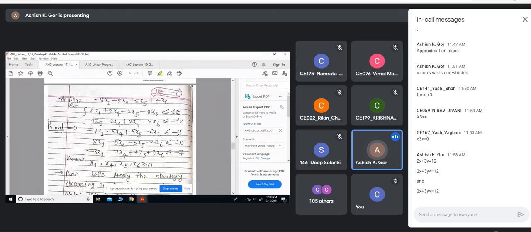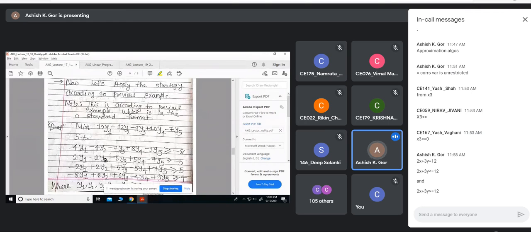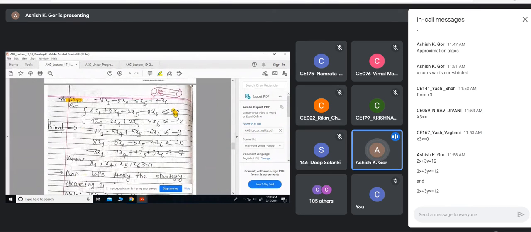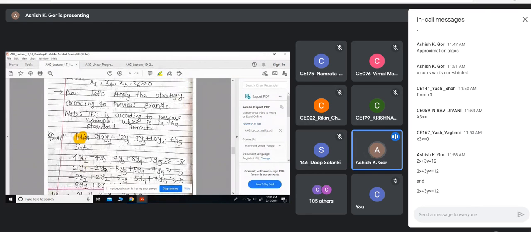There are 1, 2, 3, 4, 5 constraints. So there are 5 variables, y1, y2, y3, y4, y5. I give them names like this. The primal is maximization, so the dual will be minimization. So 12y1 minus 12y2 minus 9y3 plus 10y4 minus 7y5. That way. And the dual is minimization.